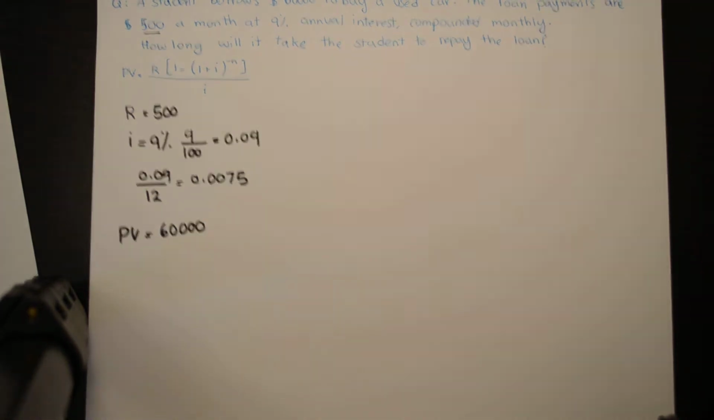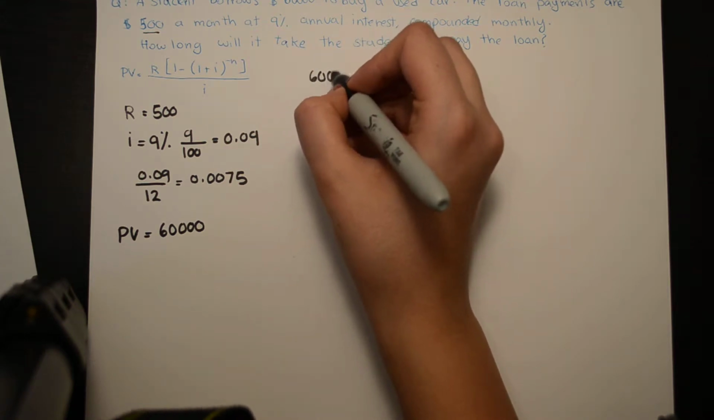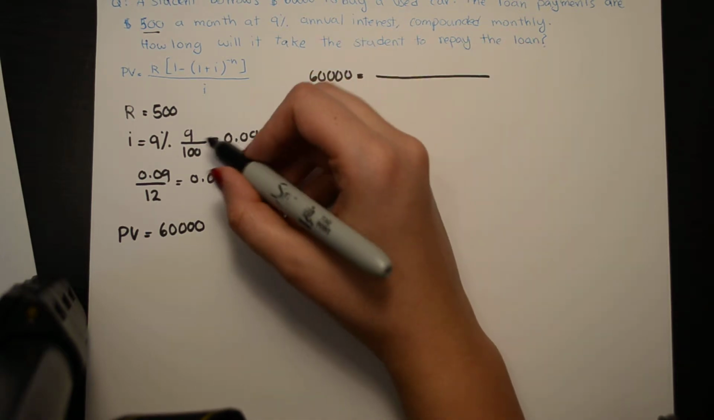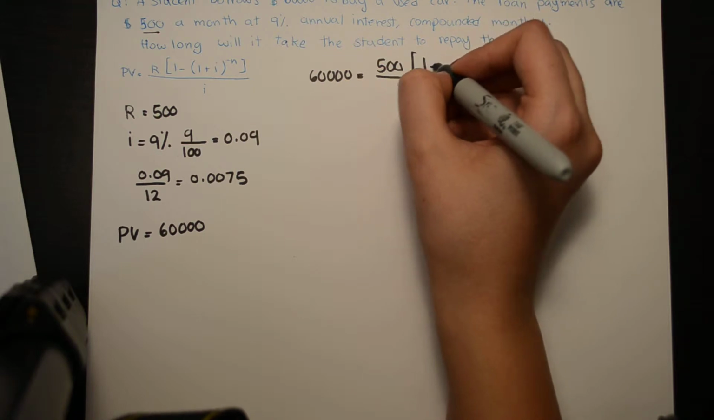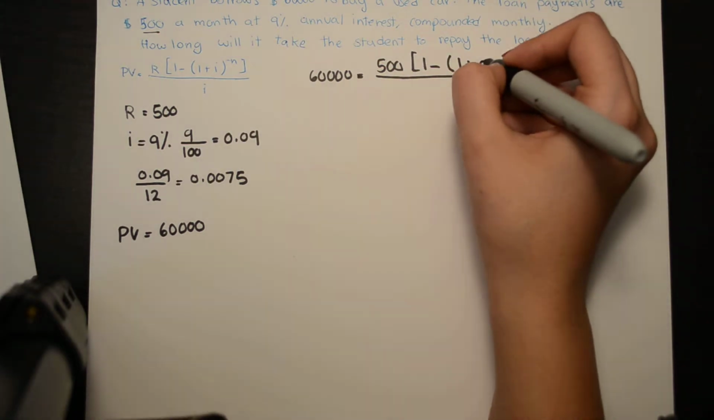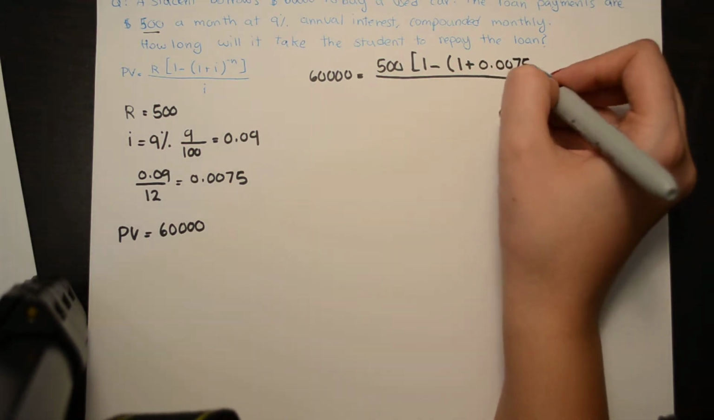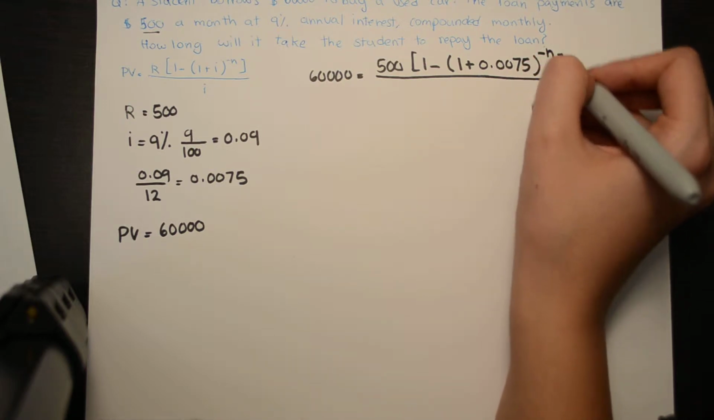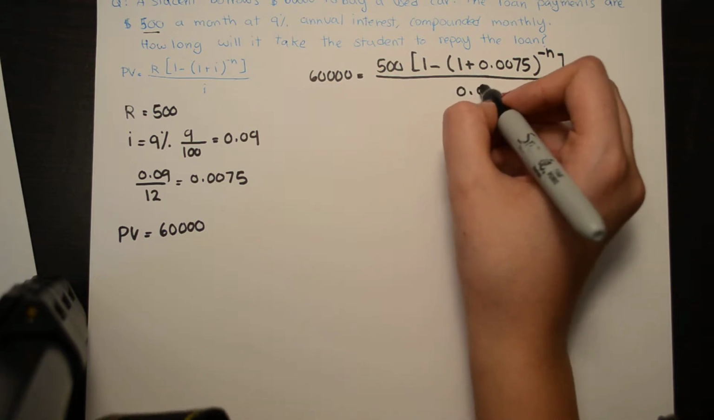So if you put all this in the formula, we will have 60,000 equals, R is 500, times 1 minus 1 plus the ratio, 0.0075, to the power of negative n, and we close the brackets, and then we divide this by the ratio again.